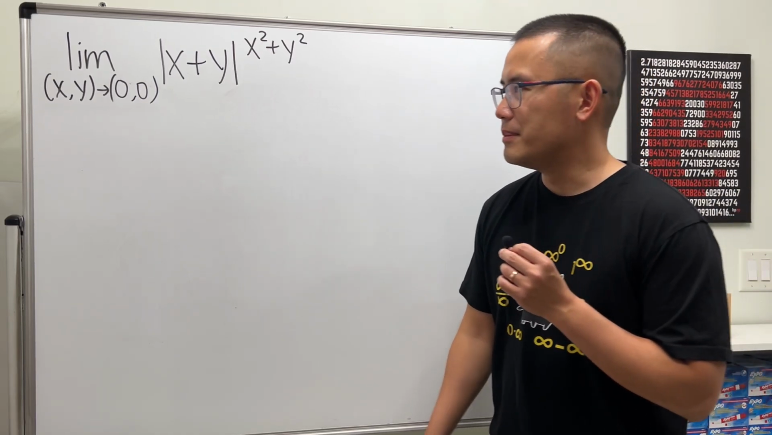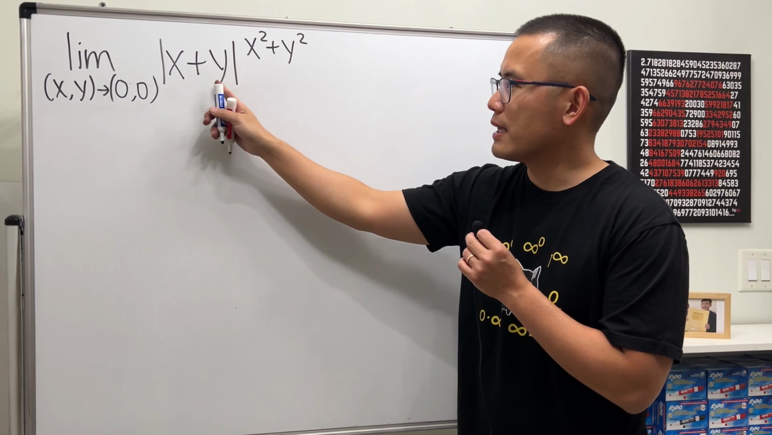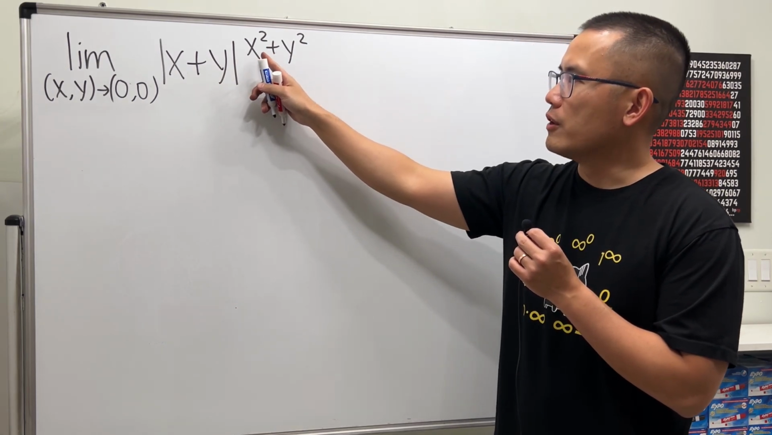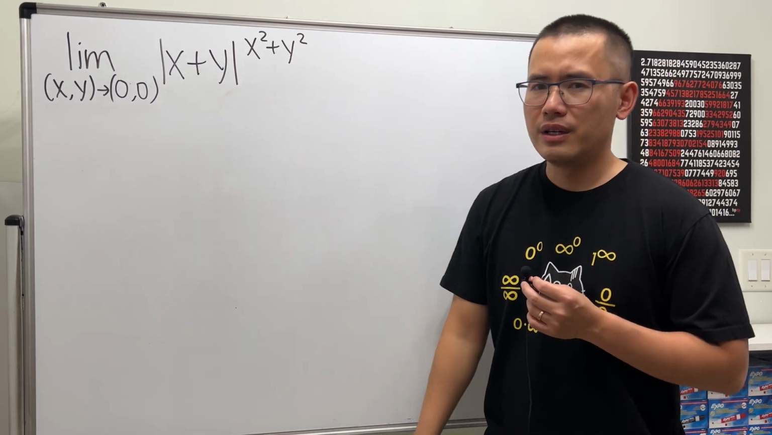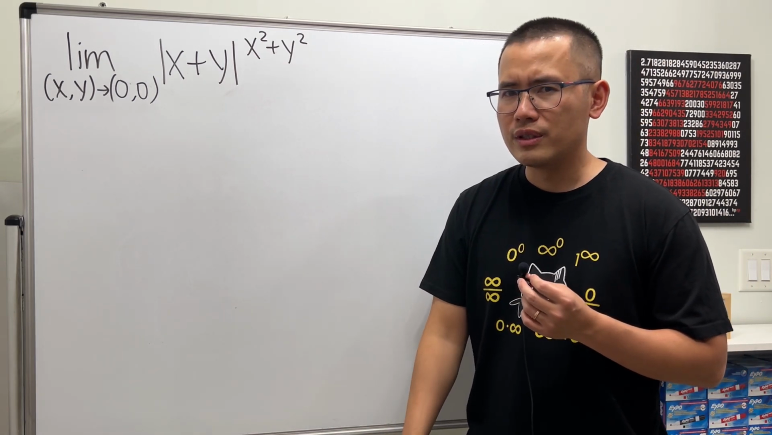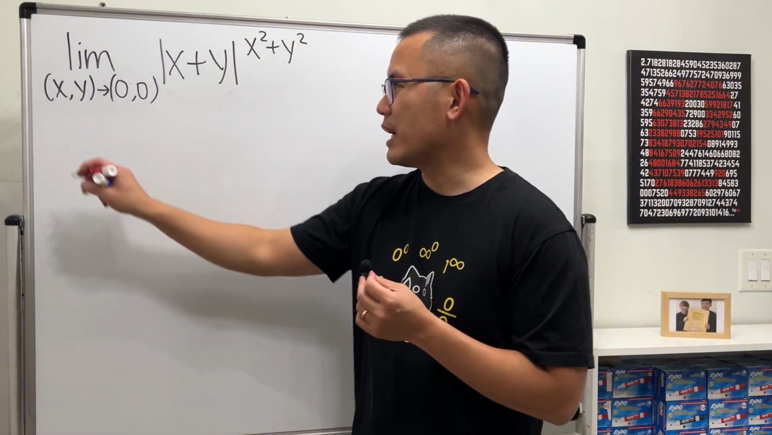So let's talk about the limit as (x, y) approaches the origin of the absolute value of x plus y, raised to the power of x squared plus y squared. Because we have x squared plus y squared, and (x, y) is approaching the origin, maybe it's a good idea to use polar coordinates, right? So let's give it a try.